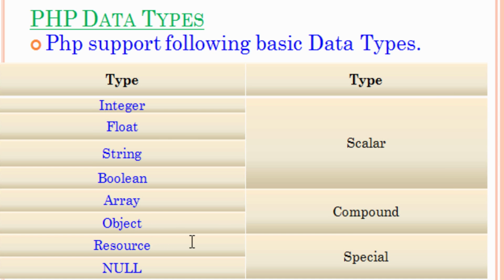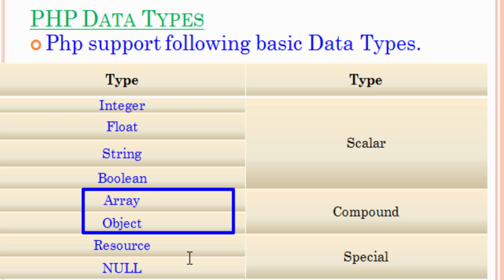Then we have 2 compound data types, and those data types are array and object. An array, you can say, is a collection of variables, and we can store as many variables in an array as we want. If we have multiple variables then we can use a single array. And an object is the object of a class, and it is used in object oriented programming.